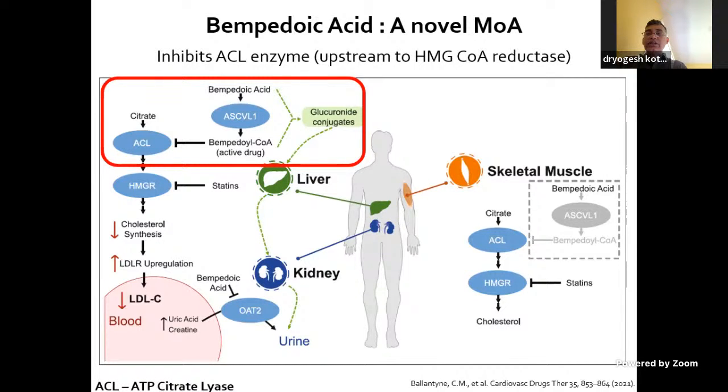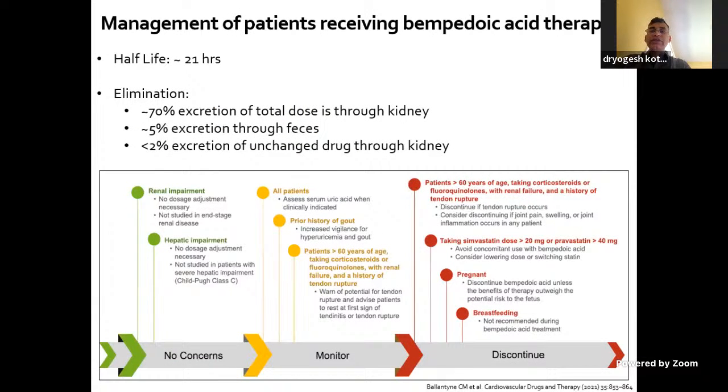So this is the mechanism of action. It acts in the liver, not in the skeletal muscle, and it is excreted by the kidney. Basically, acyl-CoA synthetase 1 activates it, and the ACL enzyme is where bempedoic acid acts, and that is upstream to the HMG-CoA reductase where statins act. And next slide. So it's ATP citrate lyase, basically ACL. The half-life is about 21 hours.